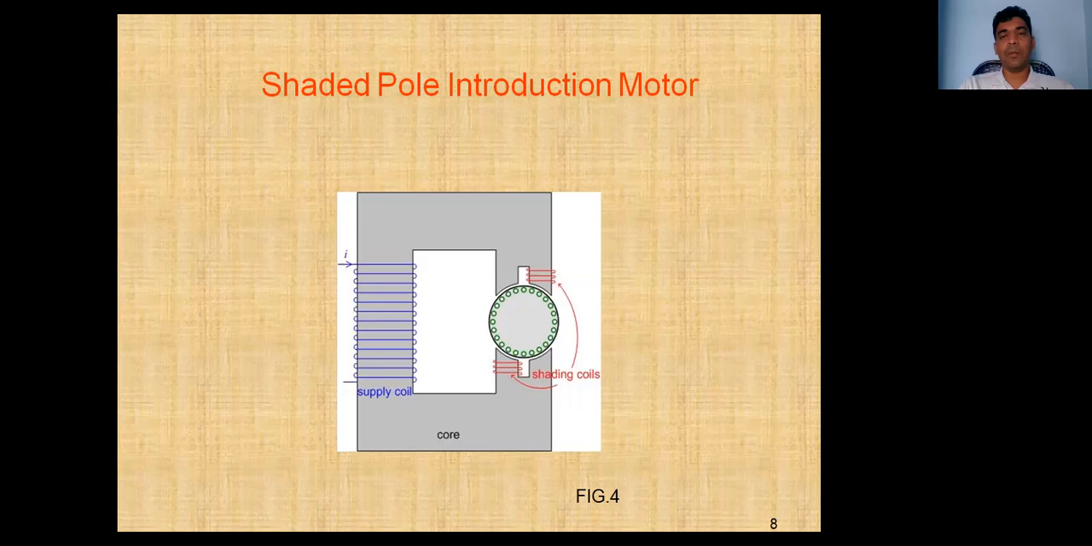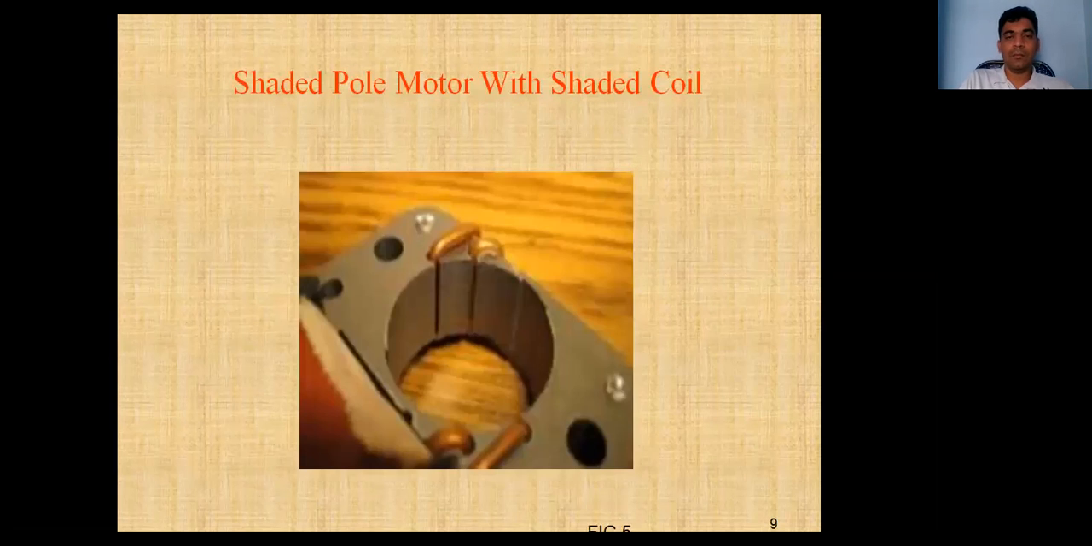This is the shaded pole induction motor. Here is the single phase supply. This is the shaded part. These are the core. This is the squirrel cage induction motor. This is the shading coil, a copper ring. This is the opposite direction.